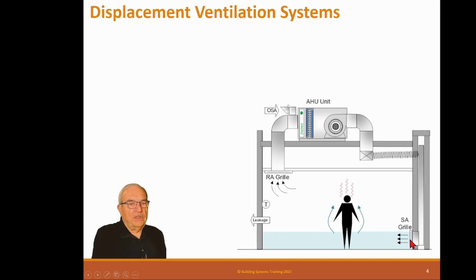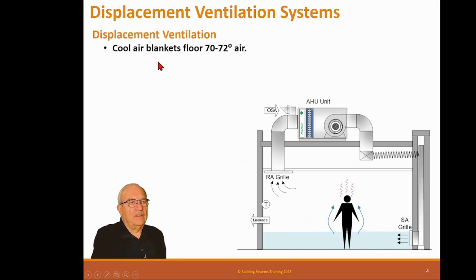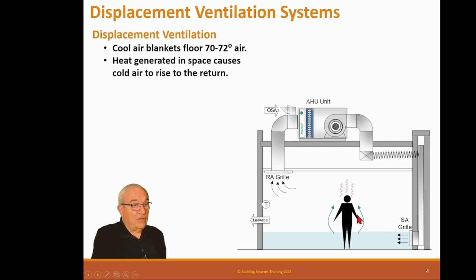And this is low velocity. We're not speeding it very fast. This is very low. It just sort of dumps it onto the floor so it'll stay down there. And then what happens is the cold air blanket on the floor is about 70, 72 degrees. It's not real cold air, but it's cold enough to keep it in the bottom. And then the heat generated in the space causes the cold air to rise. So people actually are one of the warm things in the air.